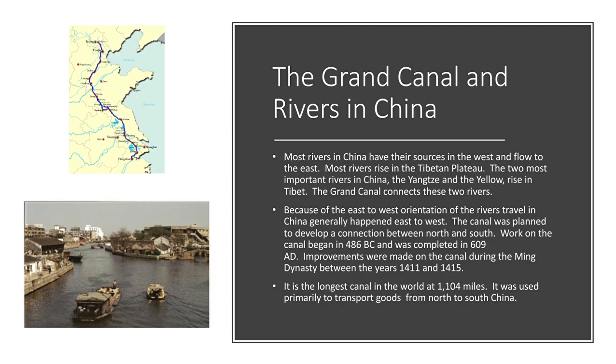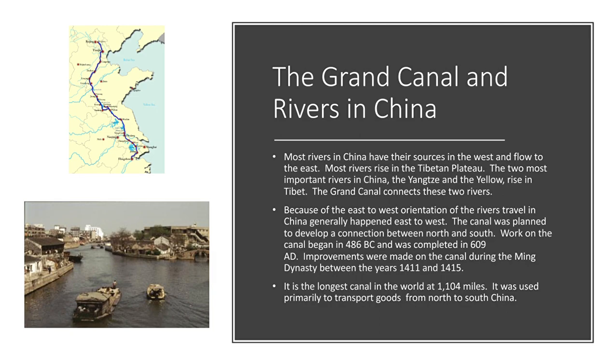This started in 486 BC, and for centuries, the building of this canal went on until it was finally completed in 609. And then over the years in the Ming Dynasty, improvements were made. It was dug deeper so larger ships could go in there. And that encouraged products to go from north to south, as well as people to travel from north to south in China.